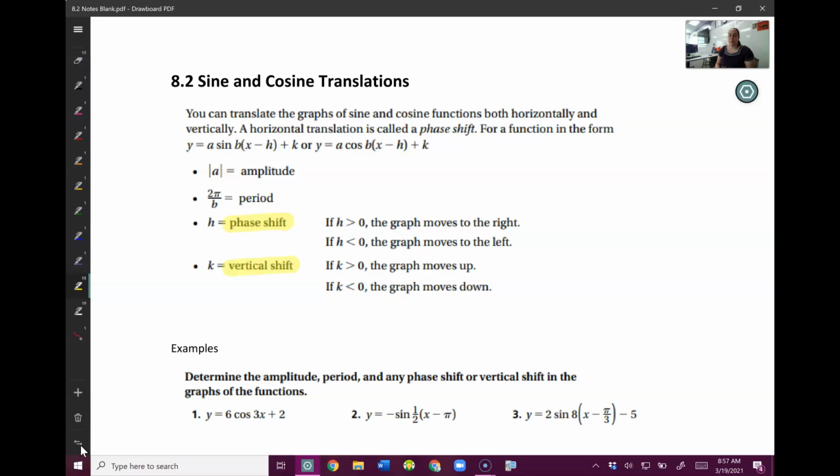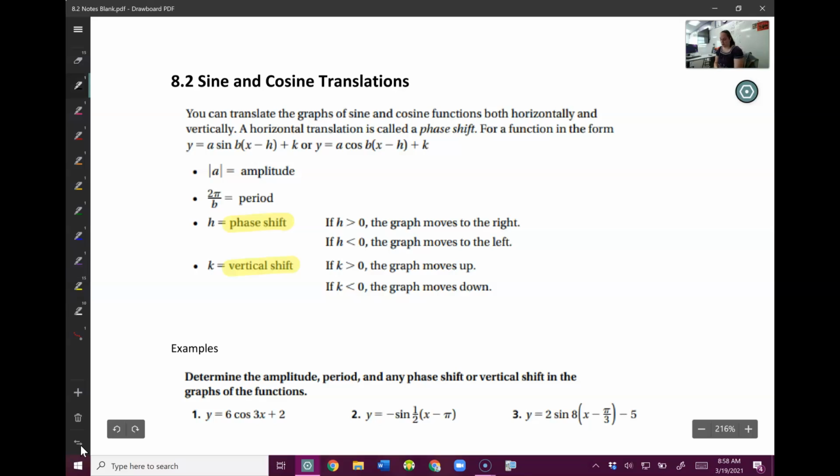Now, comparing these to last time, when we did amplitude and period, that stretched the graph up and down or stretched the graph side to side. It didn't actually move the graph, it was just stretching it from where it was. A shift is a physical move. So we pick up the whole graph and move it up. Pick up the whole graph and move it to the side. That's a phase shift and a vertical shift.